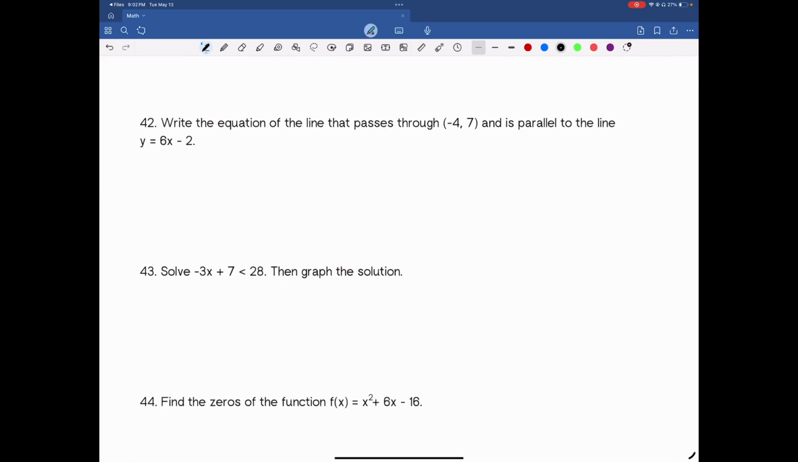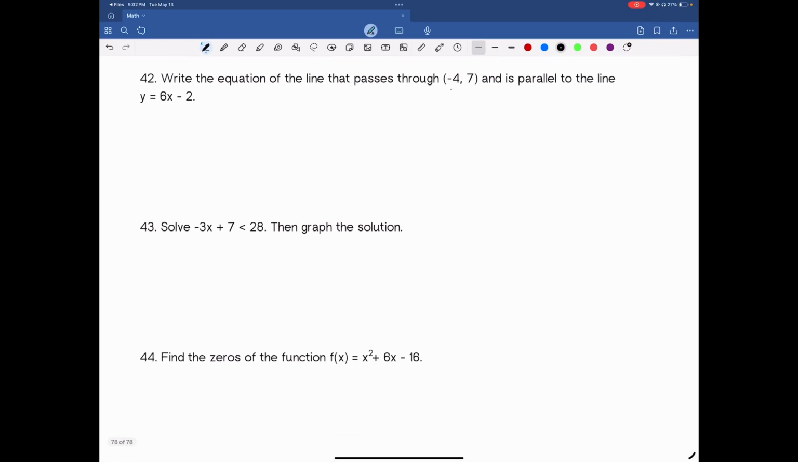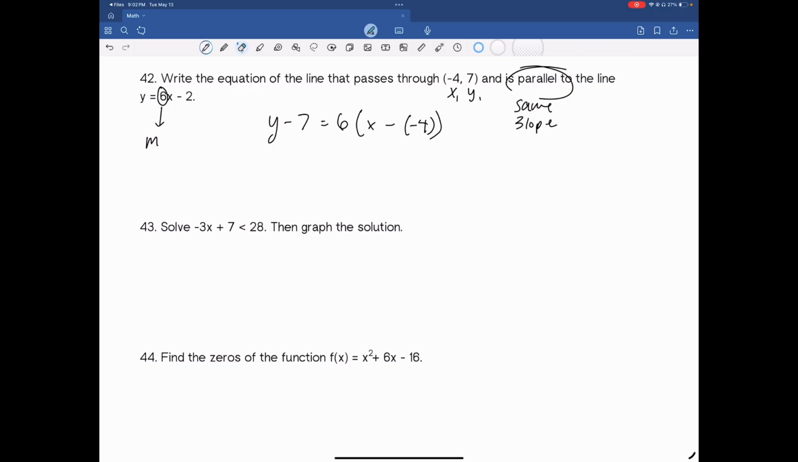All right. Equation of a line that passes through (-4, 7), so that's x1, y1, and is parallel to the line y equals 6x minus 2. So parallel, remember, that means same slope. So the slope of that line is 6, and we're going to use that for our slope. So we have y minus y1, which is 7, equals the same slope times x minus -4, which is going to be plus 4. And so we'll put this into slope-intercept form.